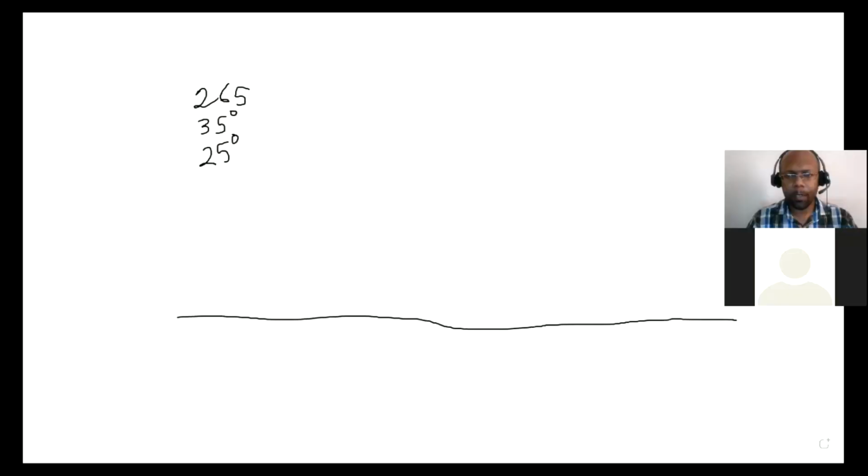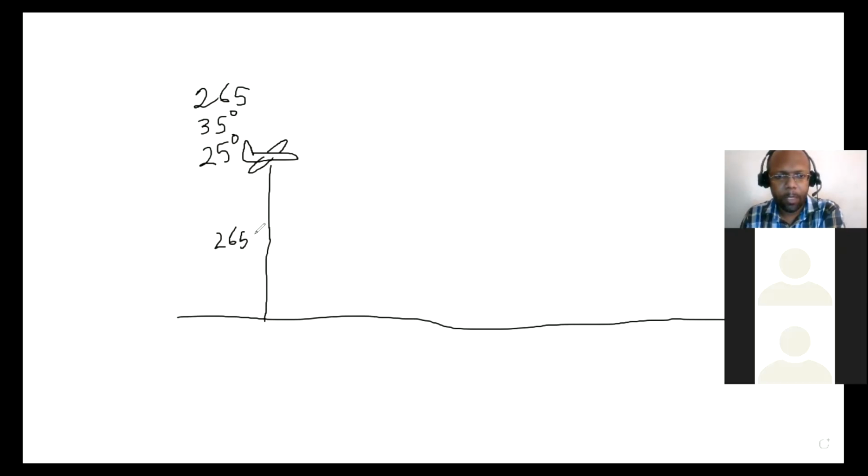All right, so let me, okay. So we'll draw a plane. This is what I want to see in your assignment, okay, guys? I want you to draw a plane. All right, and we know the height of this plane is 265 meters above the ground, okay?